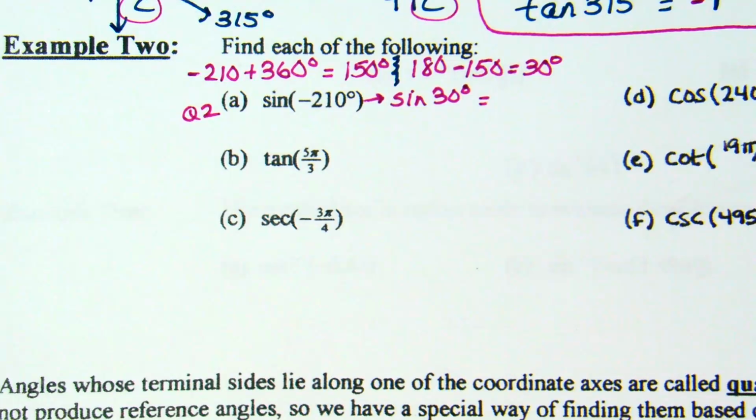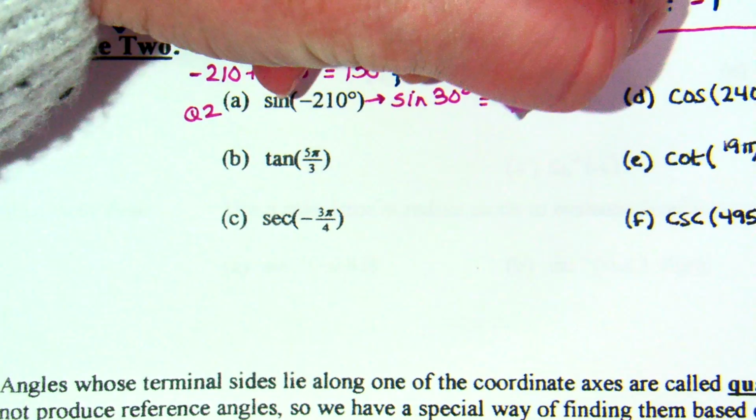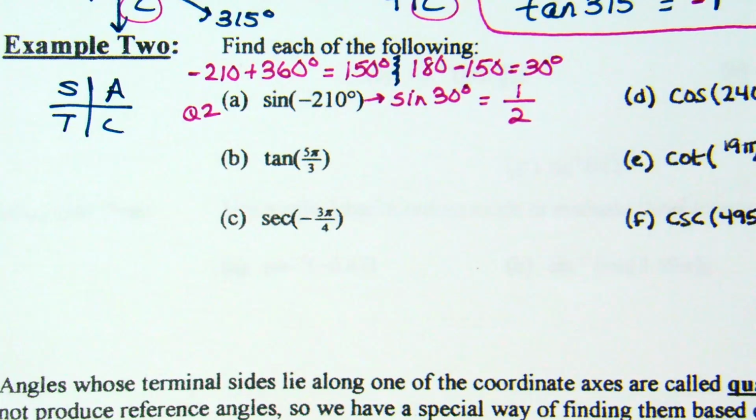Because negative 210 or positive 150 was in quadrant 2, yes? So what I need you to think is sine of 30, and then decide is it positive or negative based on what you know about quadrant 2. So first of all, according to our chart, what is the sine of 30? A half. Okay, so it's a half. What do we know about sine in quadrant 2?